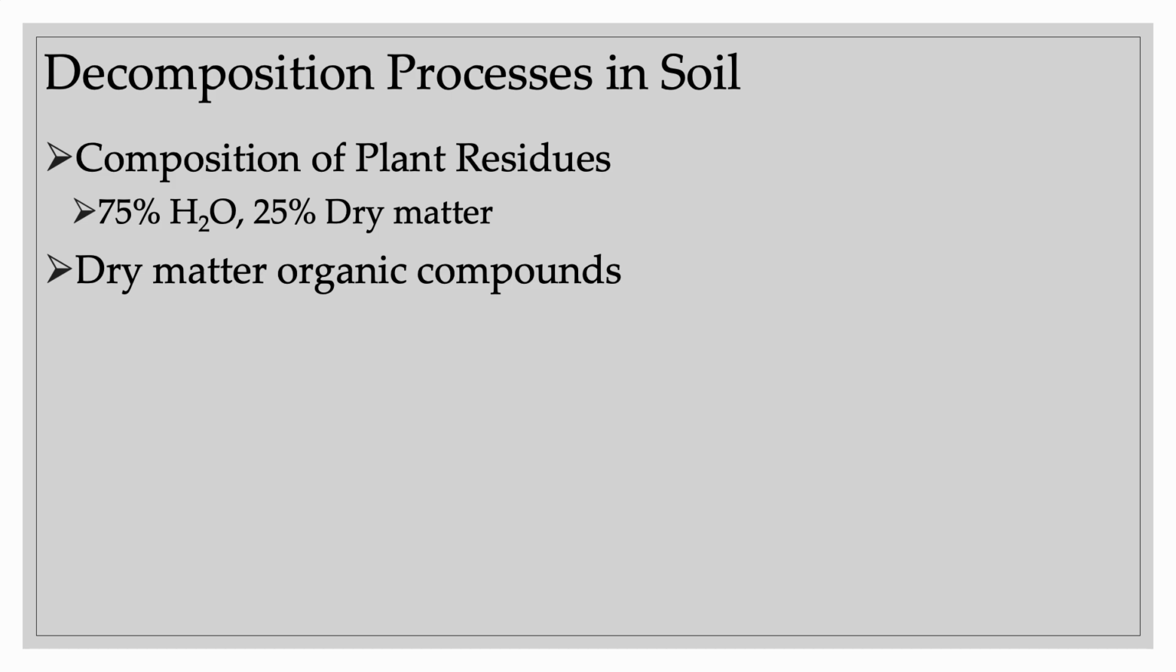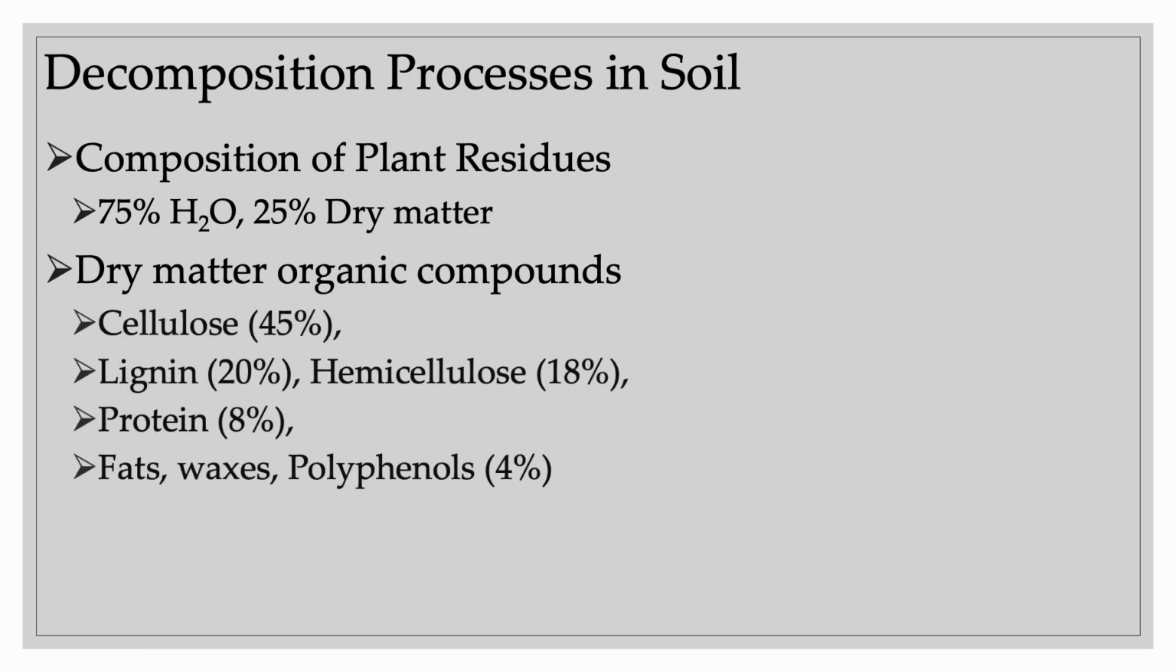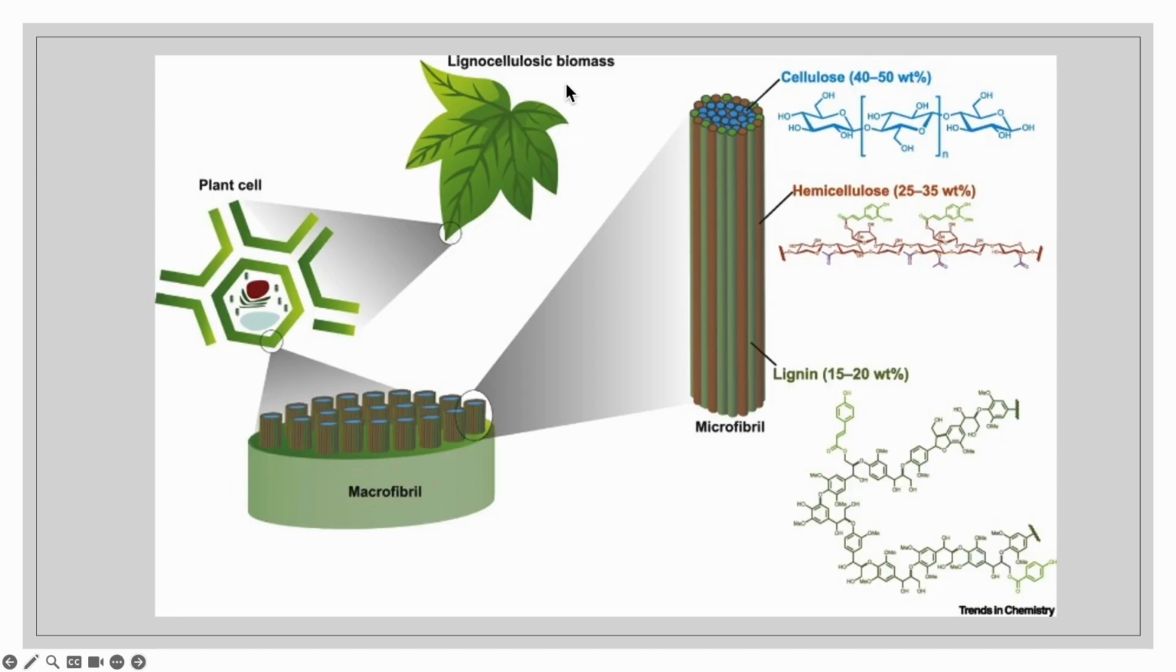All right, so for the decomposition process, having an understanding that plants are mostly water and the rest is 25% dry matter, and it is that dry matter that ends up being decomposed and turns into the passive fraction. So we have different compounds that make up our plant. We have cellulose, lignins, proteins, fats, waxes, and polyphenols.